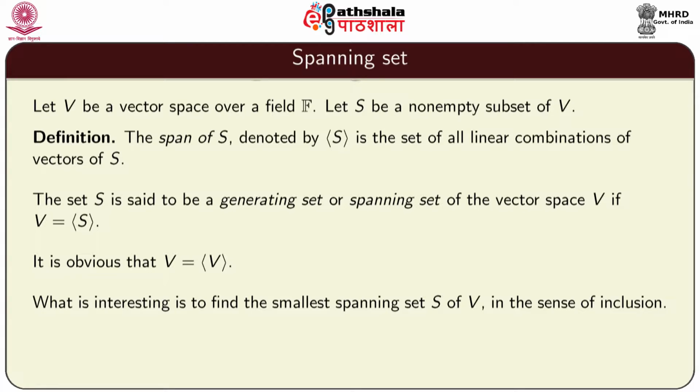Let us recall that if V1, V2, ..., Vn are finitely many vectors in the vector space V, then a linear combination of V1, V2, ..., Vn is nothing but A1 V1 plus A2 V2 and so on up to An Vn, where A1, A2, ..., An are elements in the field F. So, the span of S is nothing but the collection of all such linear combinations of vectors, where the vectors are coming from the set S and the scalars are allowed to vary freely in the field F.